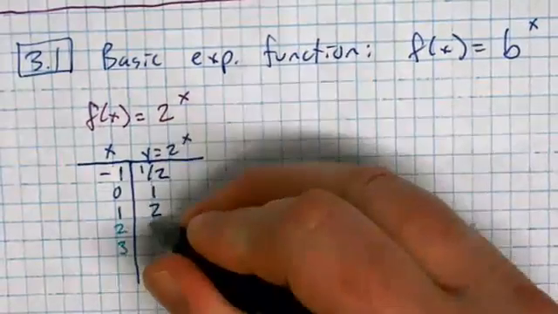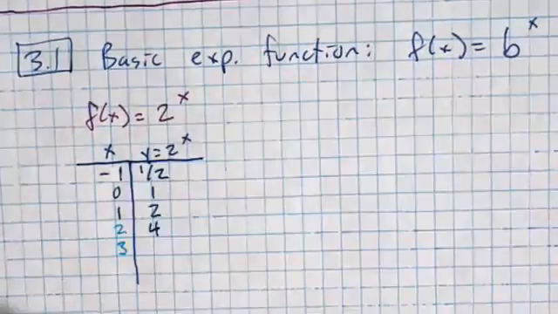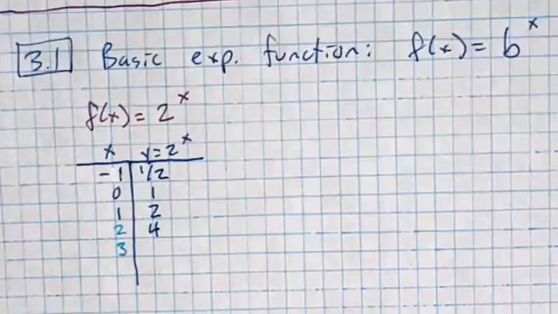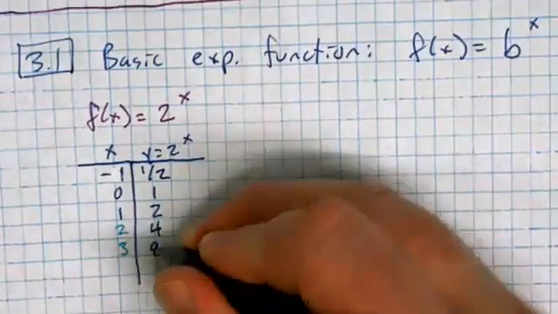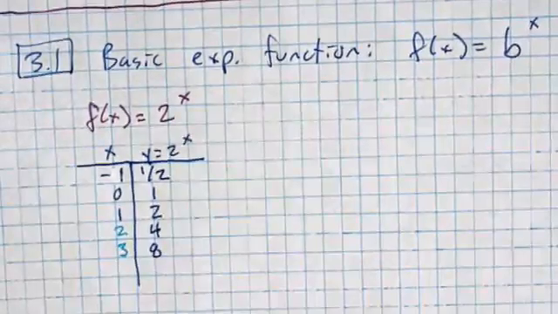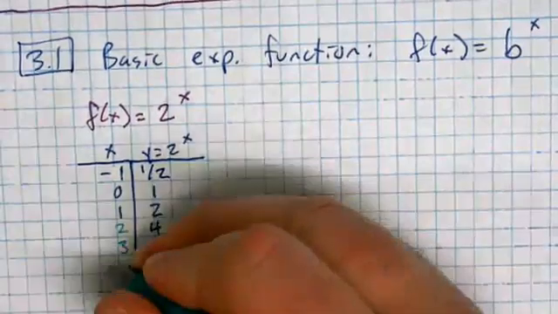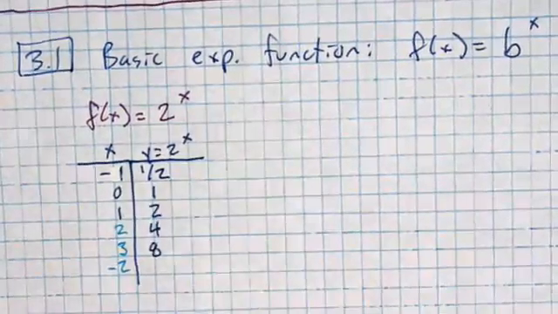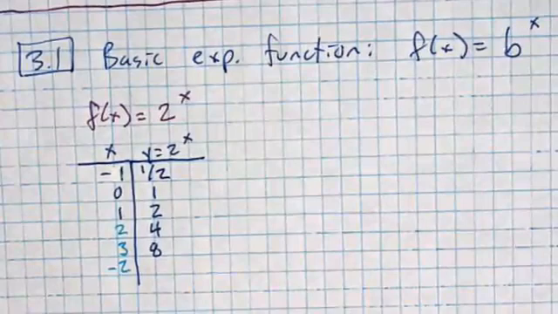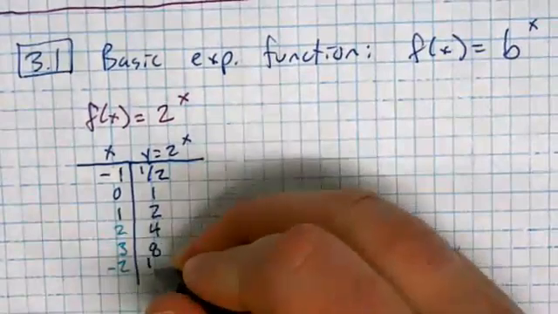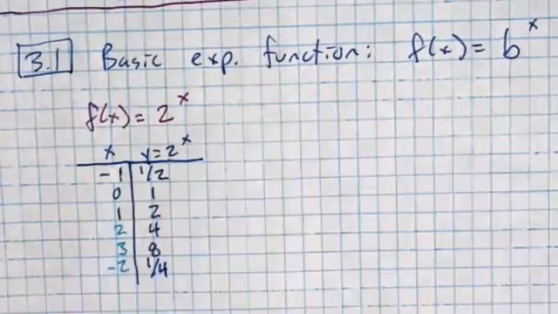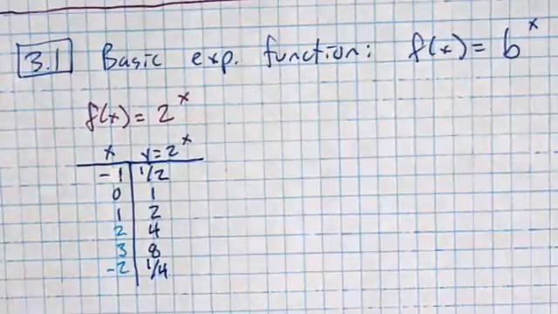2 to the second, it's 4. 2 to the third is not 6. 2 to the third is 8. Why not? Just for fun, let's do -2 also. What's 2 to the -2nd? It'd be the same as 1 over 2 to the second. So 1 over 2 squared is 1/4. All right, let's graph this bad boy.